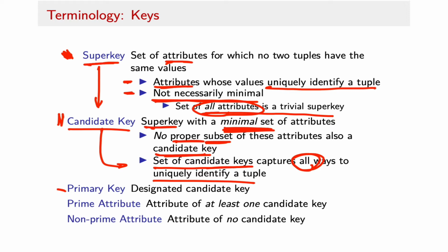So we come back to this more familiar term, the primary key. It's just some candidate key, right? Here's all the candidate keys. We could use any of them to uniquely identify a tuple, and we're just going to pick one.